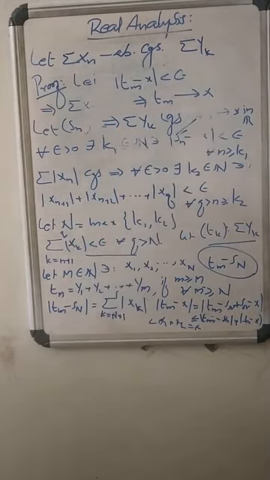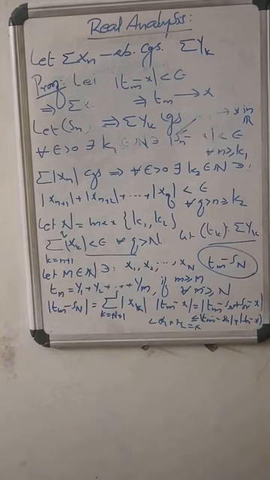So this is the rearrangement theorem. The theorem is important: when sigma xn converges absolutely, then the series obtained from sigma xn by rearrangement also converges. Absolute convergence is the crucial term.